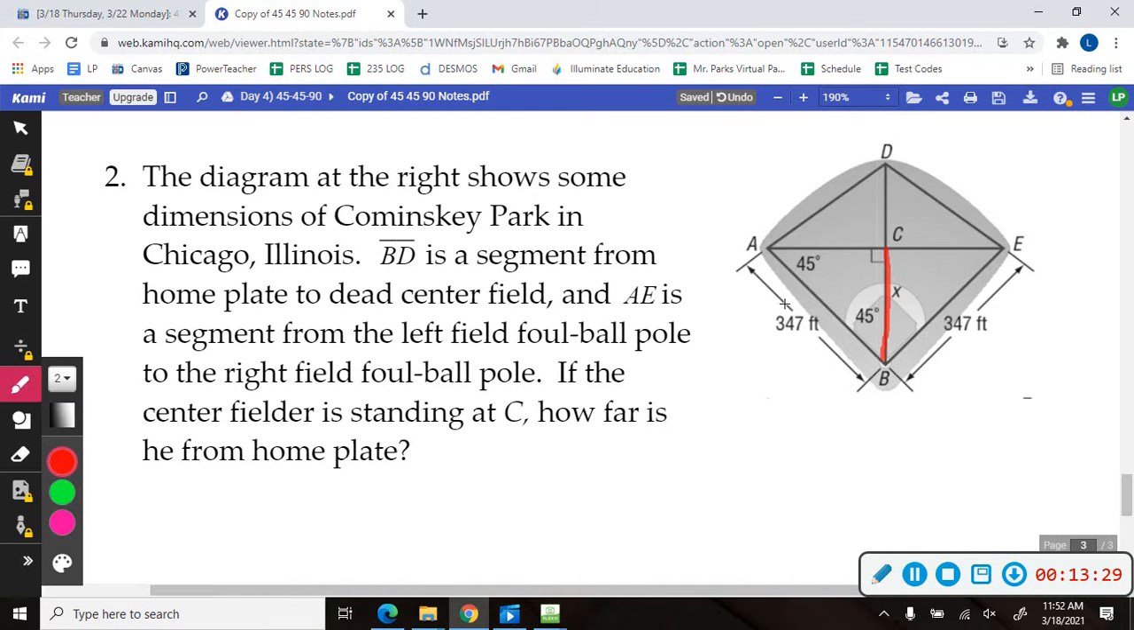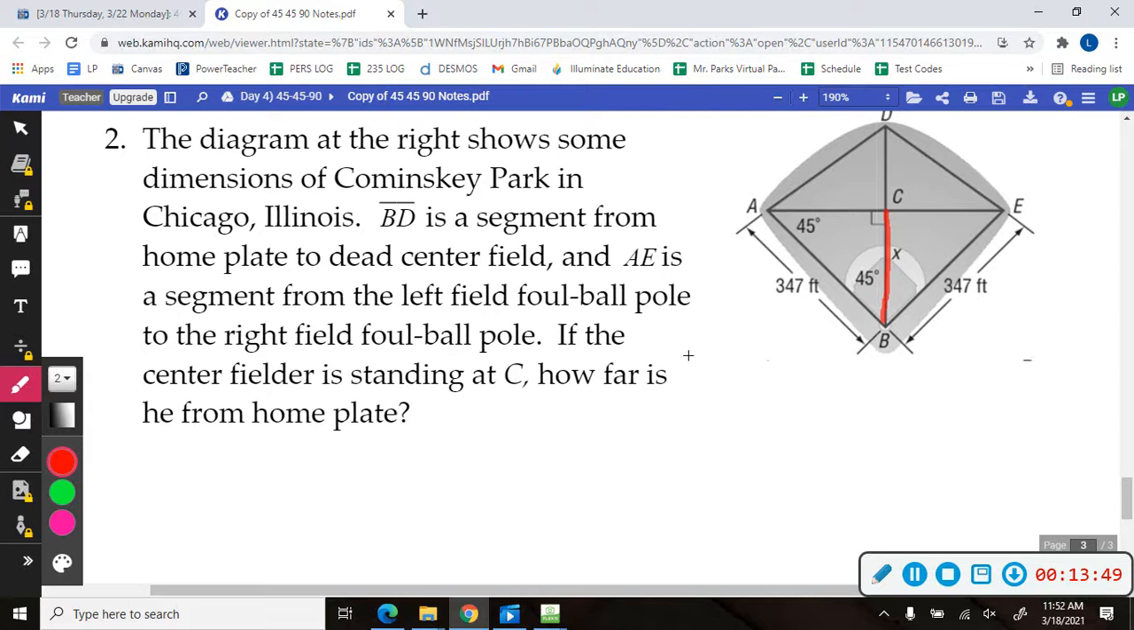And they tell us this is 347. They tell us this is 90. That's 45, 45. So in other words, if this is X, then this is also X. So we have a 45, 45, 90. To find a leg from the hypotenuse, you divide by square root of 2. So I'm going to take 347 divided by square root of 2.